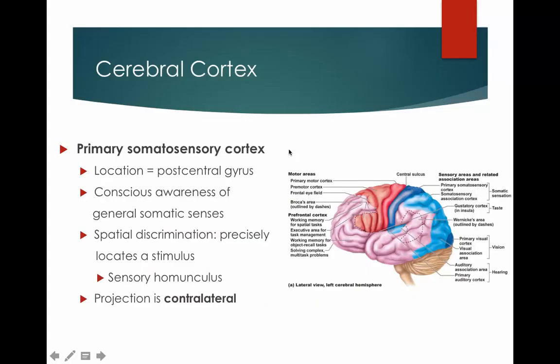Something to cue into is that the projection is contralateral, meaning that something that I might be manipulating in my right hand, I'm going to receive information about that touch and about that pressure in my left primary somatosensory cortex.